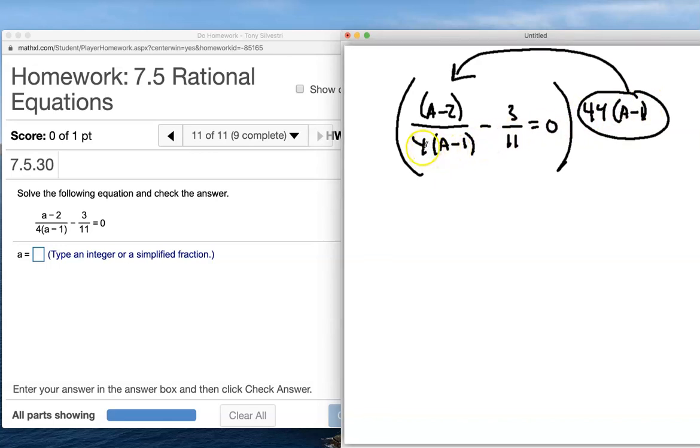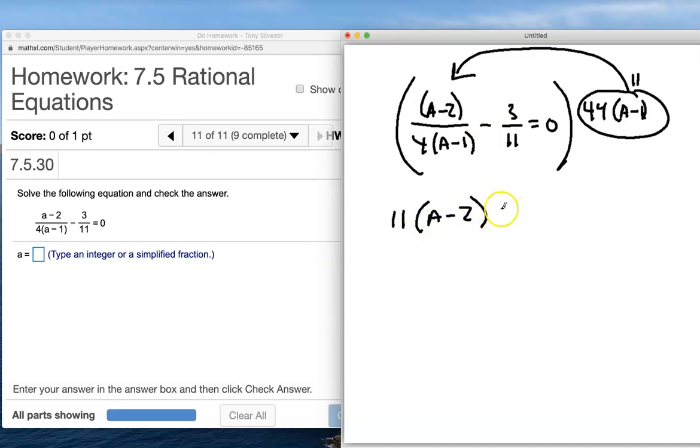Something else you have here is 4 goes into 44 11 times. See, the a minus 1's will cancel. Then what we got on top is 44, that's being divided by 4, which is 11. That's what the answer is. 11 times the top is a minus 2. I'll do the parentheses later. Bring down the minus. Circle and point this.